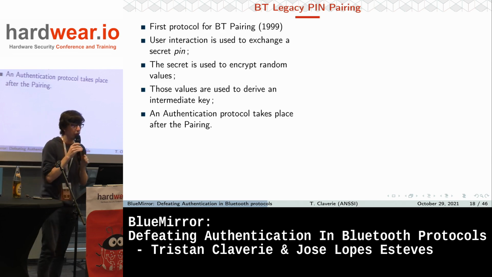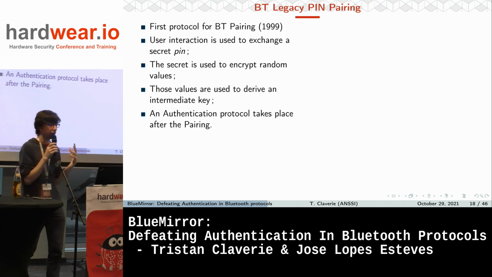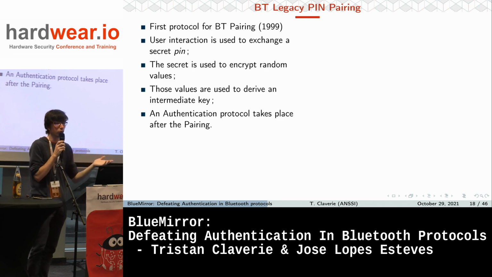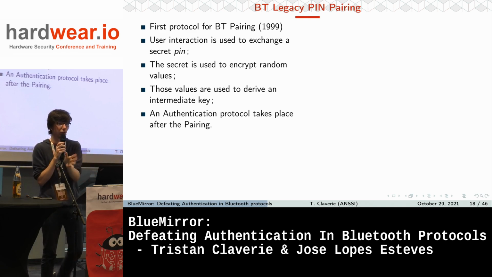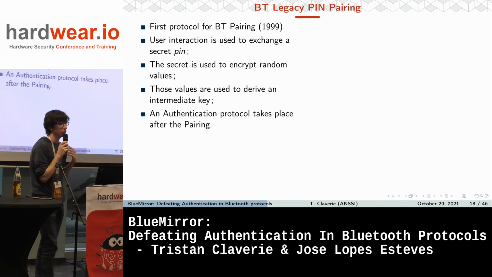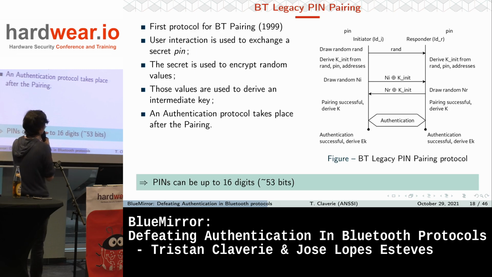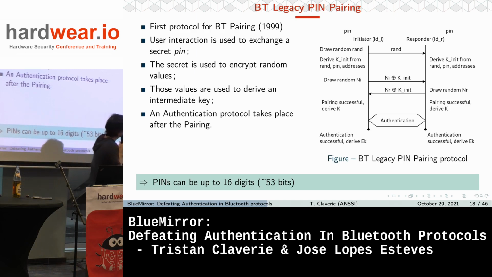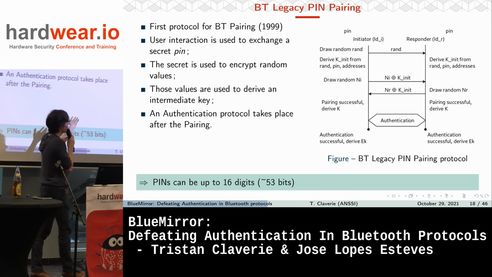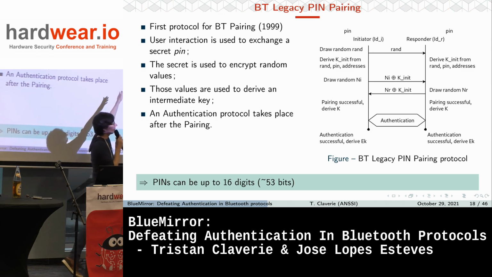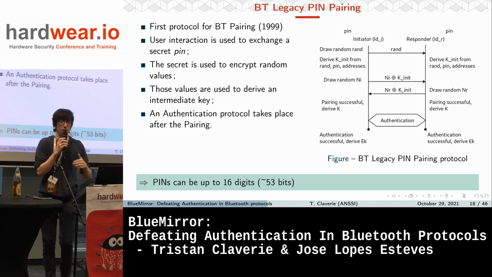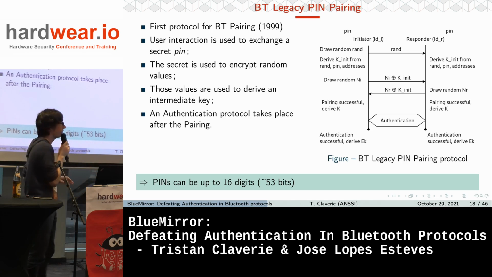First protocol, Bluetooth legacy PIN pairing, which is literally the oldest Bluetooth key agreement. The idea is that the user will exchange a PIN between two devices. This PIN is used to derive a temporary key. This key is used to encrypt some nonces. So you've got it here, the temporary key is K init. You XOR it with some random values. And after that, technically pairing is successful, so you have your encryption key, and there is a final mutual authentication step.